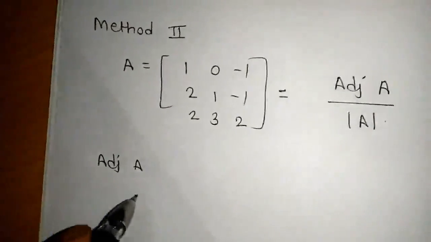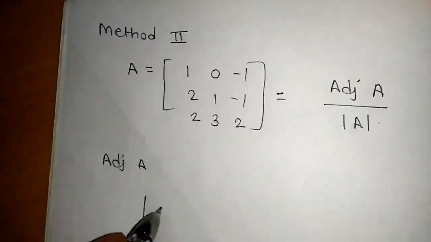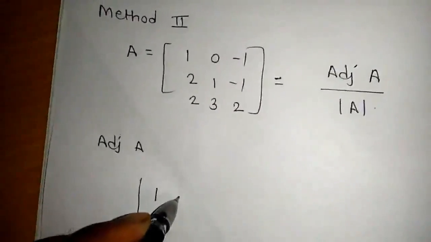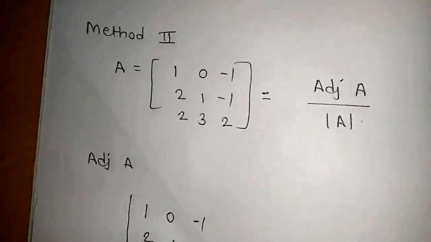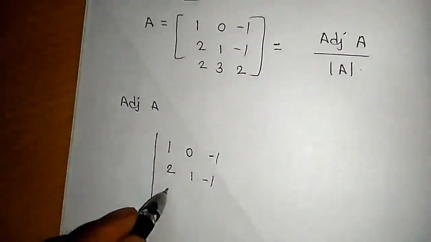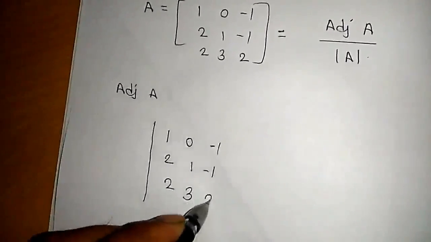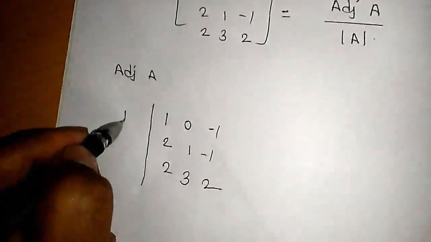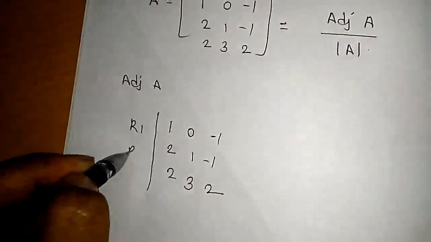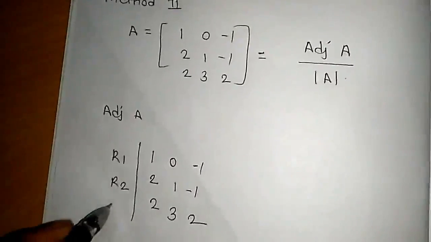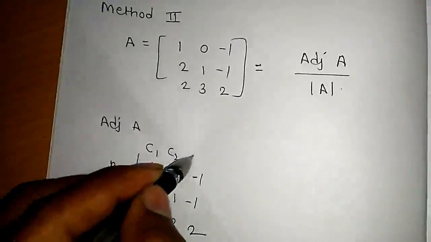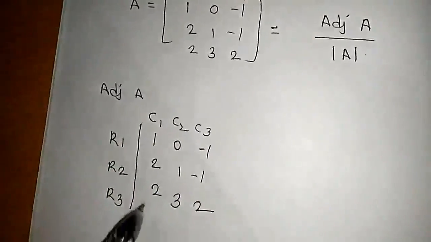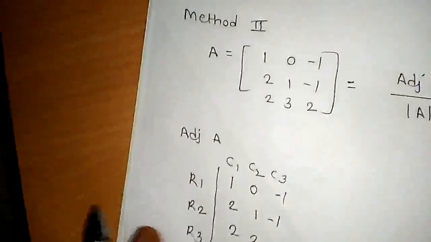Now how to find adjoint? First I will write down the same matrix 1 0 minus 1, 2 1 minus 1, then 2 3 and 2. I will write here R1, R2 and R3, and here column 1, column 2 and column 3. Now what you have to do for this second method?